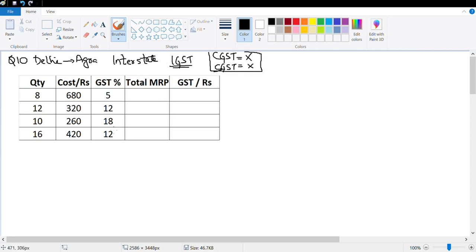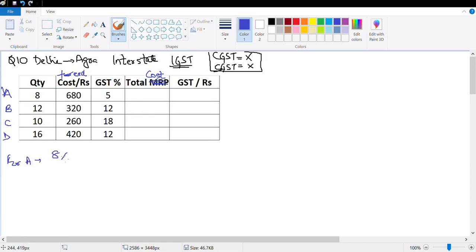Let's read the question. Number of services, 8. Cost of each service. So this is for each, which means I will have to calculate the total cost. In fact, I shouldn't be writing it as MRP. I should be writing this as cost, because this is a service. Is there any discount? No, there is no discount. There are separate GST rates. Let's again call this some name so it'll be easier for us: A, B, C and D.